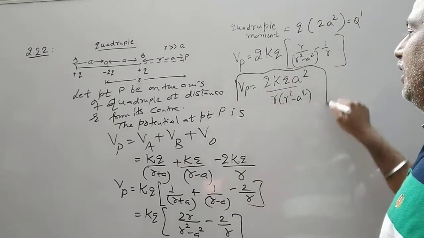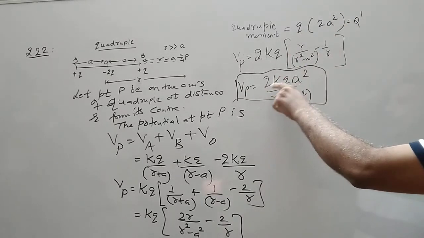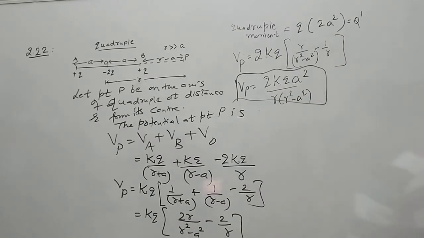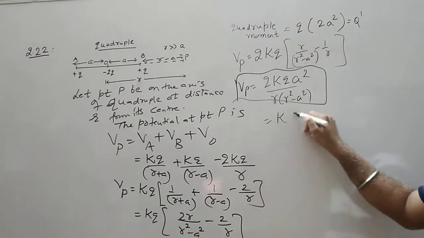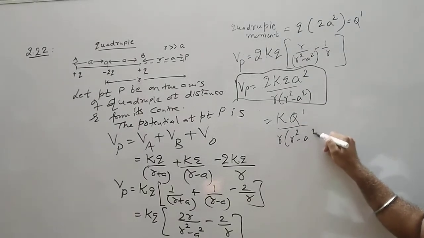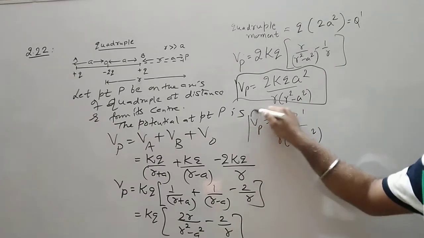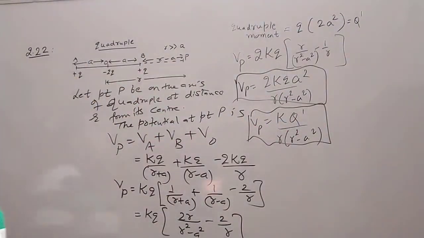Now it is clear that Q2A square is a quadrupole moment. So if we say the symbol is say Q dash, so it is KQ dash upon r square minus a square. So this is the potential along the axis of a quadrupole.